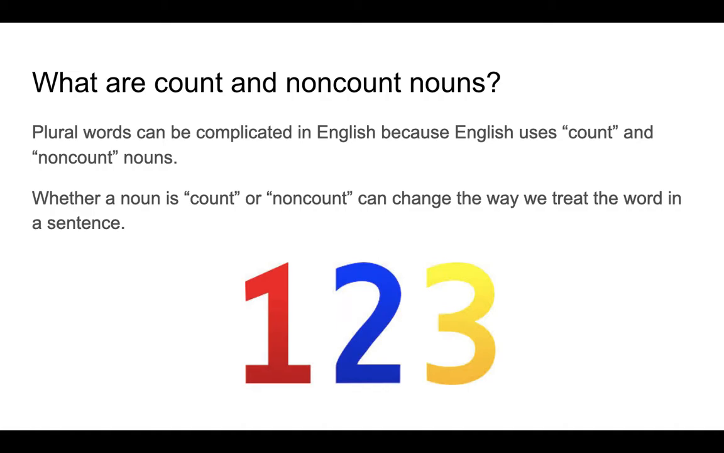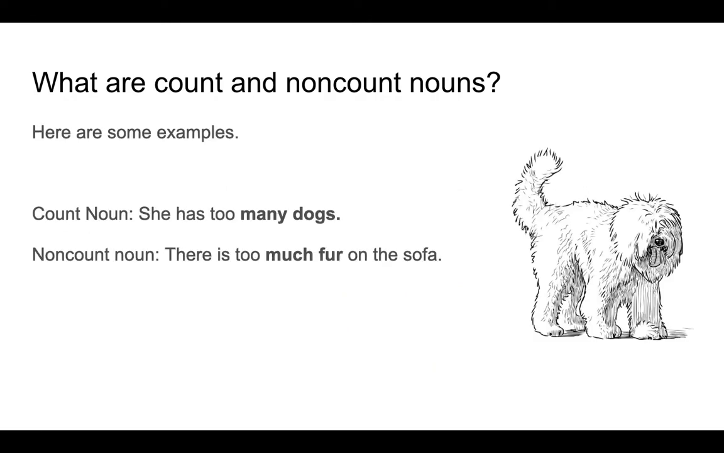Count and non-count nouns. What are they? Plural words can be kind of complicated in English because English uses count and non-count nouns. And that's going to change the way we treat the word in a sentence in a couple of different ways. A few examples. A count noun sentence might say something like, she has too many dogs, or a non-count noun sentence might say something like, there is too much fur on the sofa. So different adjectives depending on whether we were using a count or non-count noun.